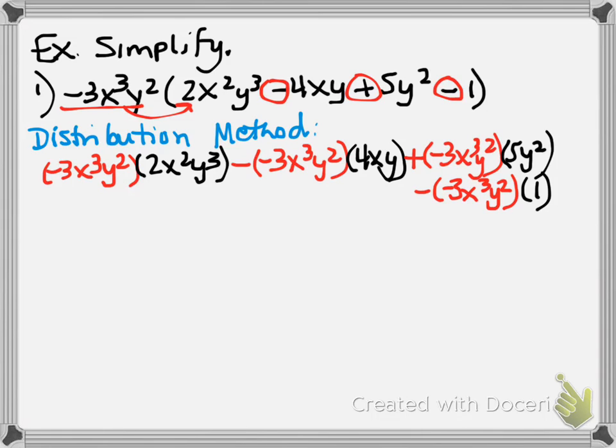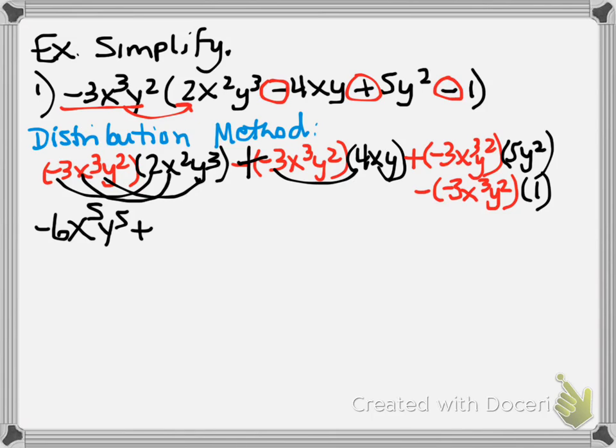Okay? So we have a negative 3 times a positive 2, so that gives me a negative 6. X cubed times x squared, I add the exponents, I get x to the 5th. Y squared times y cubed, I add the exponents, I get y to the 5th. Now here I see a double negative, so I write plus. And now instead of doing a negative times a positive, I just have a positive, right? So I've got 3 times 4 is 12. X cubed times x, add up, I get x to the 4th. Y squared times y, add the exponents, I get y cubed.